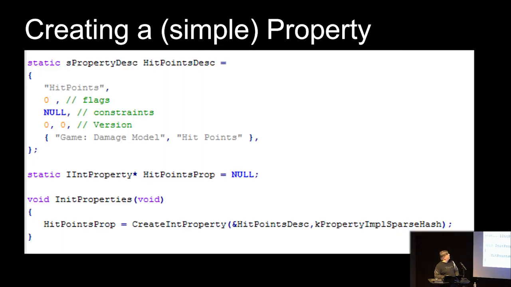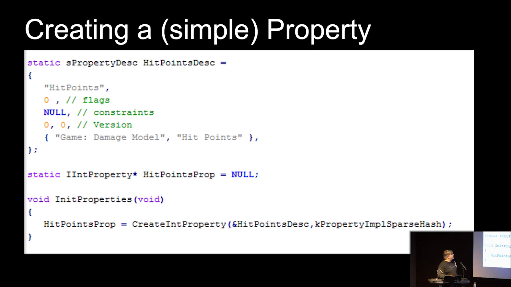So here's some code to create a property. It's been pointed out to me that I brought this into Visual Studio, and we probably didn't have the syntax highlighting back then that we have now. Basically the idea is, down here you can see create int property. It's a factory function that makes integer properties, and I'm going to pass it this hit points descriptor, which is just a little form I can fill out describing what hit points is. And then I'm going to pick an implementation for it.